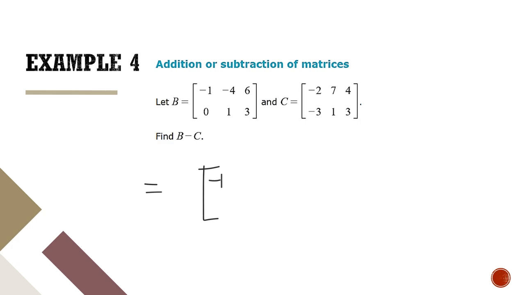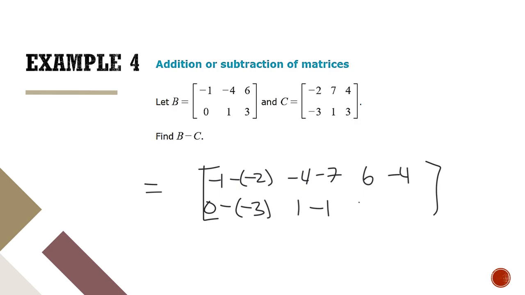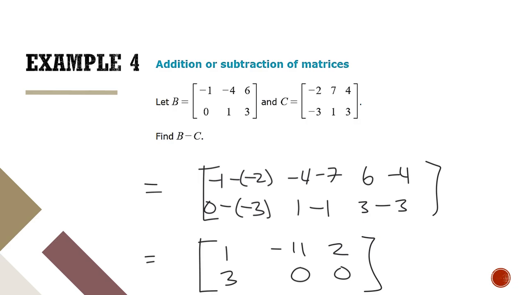So we do -1 and then minus a -2. Then we have -4 minus 7. And then 6 minus 4. We have 0 minus a -3. We have 1 minus 1, and then 3 minus 3. This will give me my answers of +1, -11, +2, +3, that's 0, and that's 0. That will be my new H matrix when I subtract B minus C.